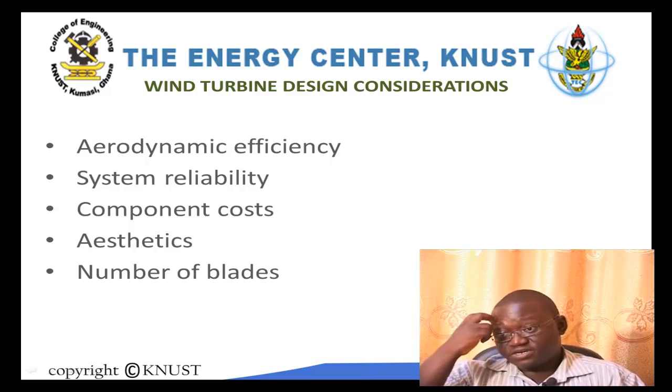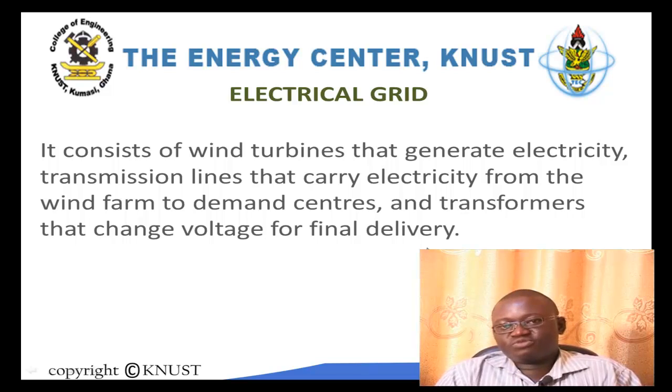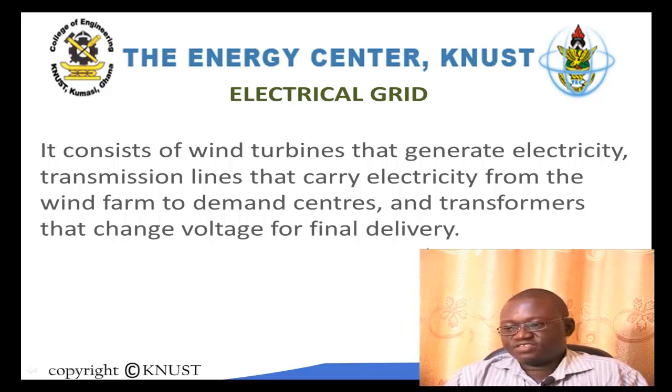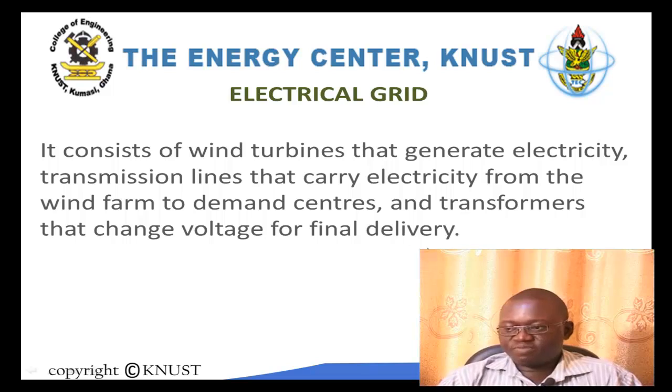So we move on to electrical grid. The electrical grid is the infrastructure that basically deals with the production of the power and then conveying this power to the point where it will be utilized. So you have the main wind turbine producing this power, and the electrical connections or the grid or the transmission lines that would carry this particular power to the demand centers. And within these transmission lines or this network, you also have transformers to change voltages for the specific parts of the network, for final delivery also.